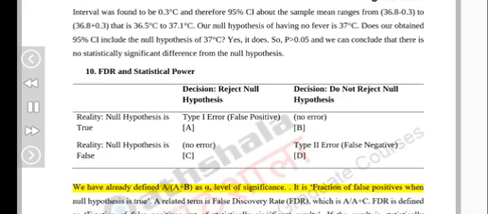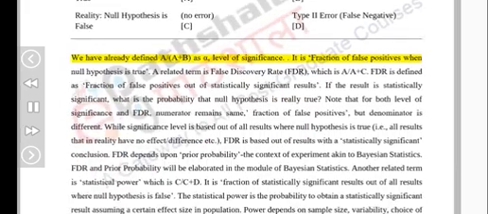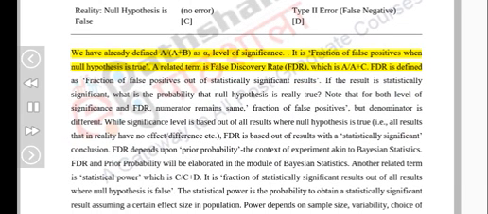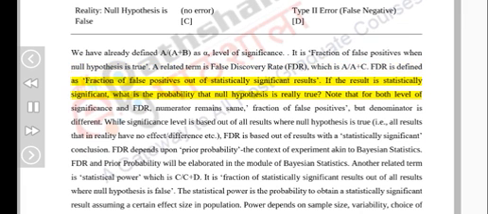We have already defined A plus B as alpha, the level of significance. It is the fraction of false positives when the null hypothesis is true. A related term is false discovery rate, FDR, which is A plus C. FDR is defined as the fraction of false positives out of statistically significant results. If the result is statistically significant, what is the probability that the null hypothesis is really true?